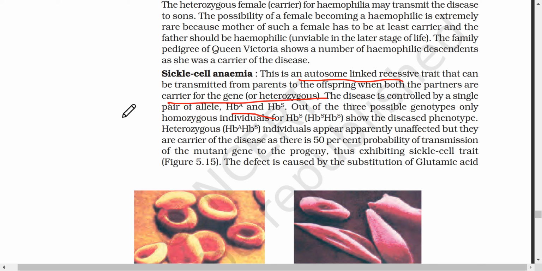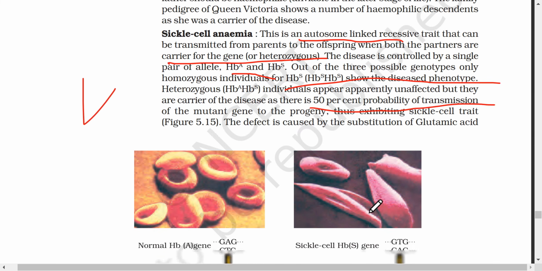Now we have three possibilities: both A, both S, or one S and one A. Homozygous individuals will show the diseased phenotype, HBS HBS. So for this both the parents have to be carriers for the gene. Both have to be heterozygous. Heterozygous HBA HBS individuals appear apparently unaffected but they're carriers of the disease, because there's a 50% probability of transmitting the mutant gene to the progeny, thus exhibiting sickle cell trait.